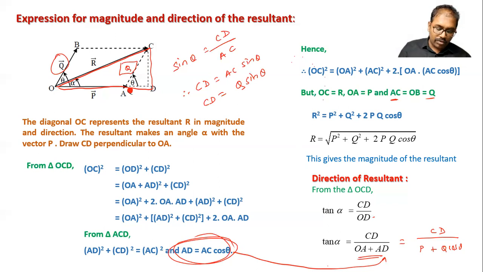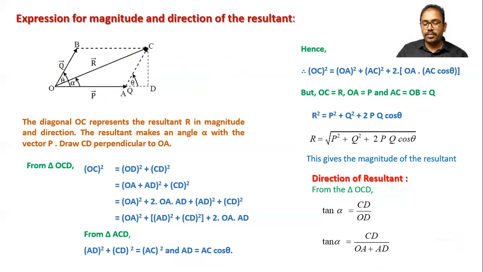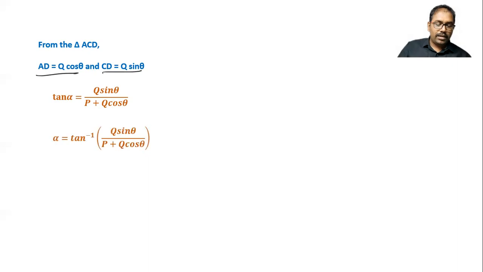Instead of CD, we have to substitute Q sin theta, this one. Q sin theta divided by P plus Q cos theta. And this is the final expression for tan alpha. Then by using that, we can write alpha also. You can see, we substitute here AD, CD. Then we get tan alpha is equal to Q sin theta divided by P plus Q cos theta.